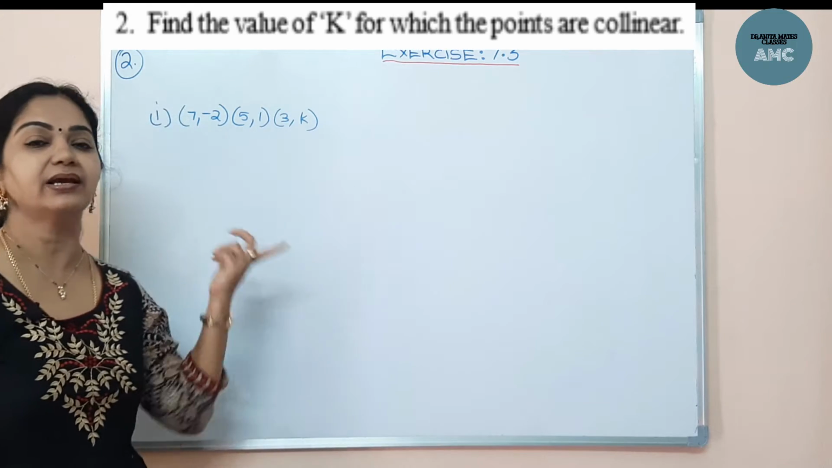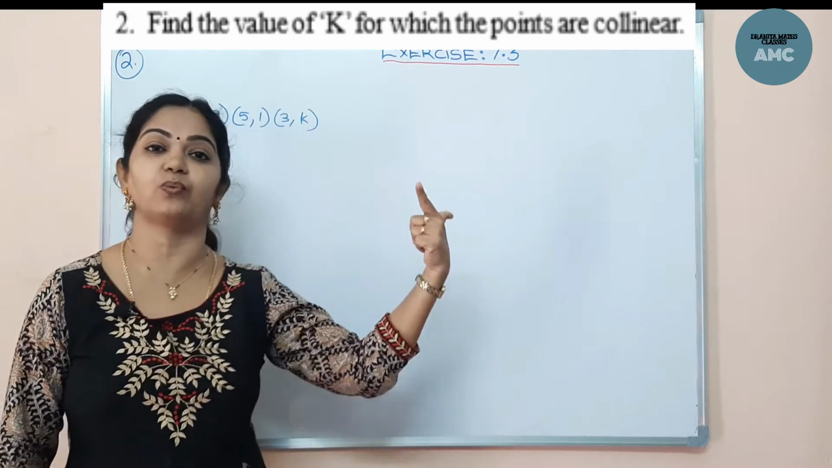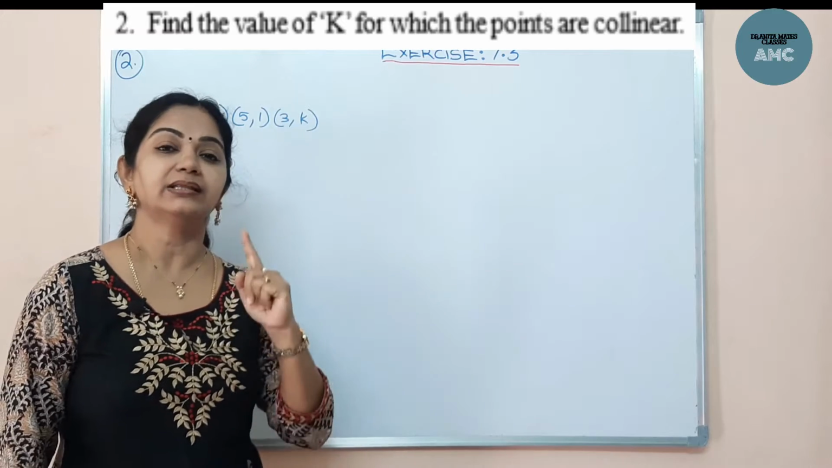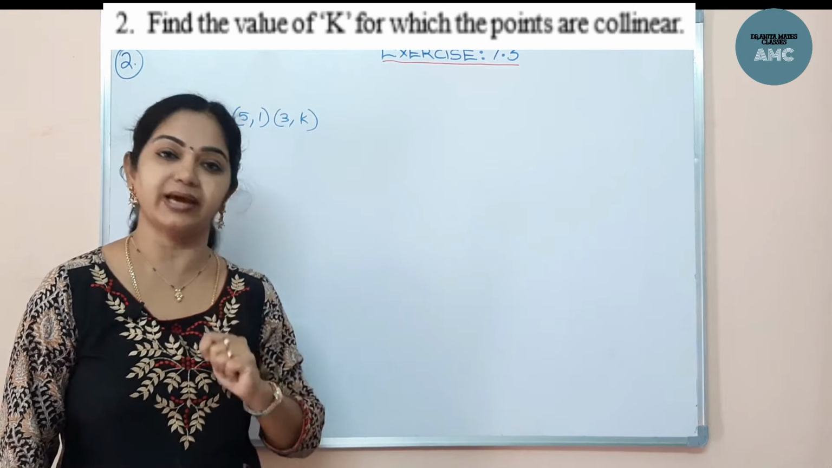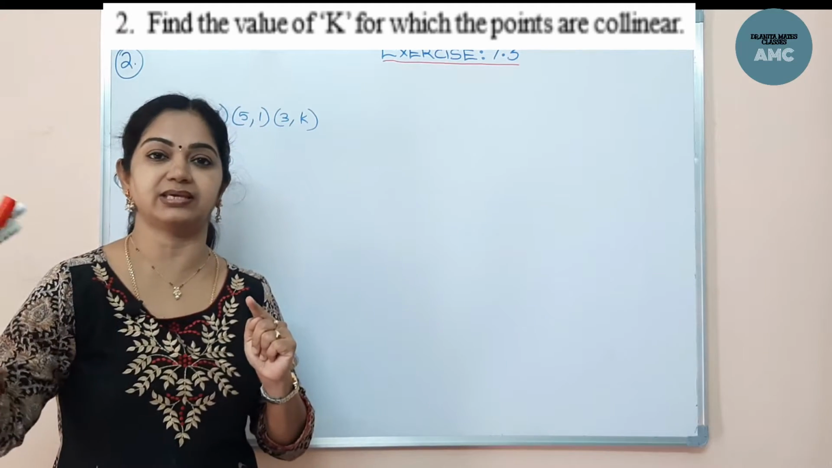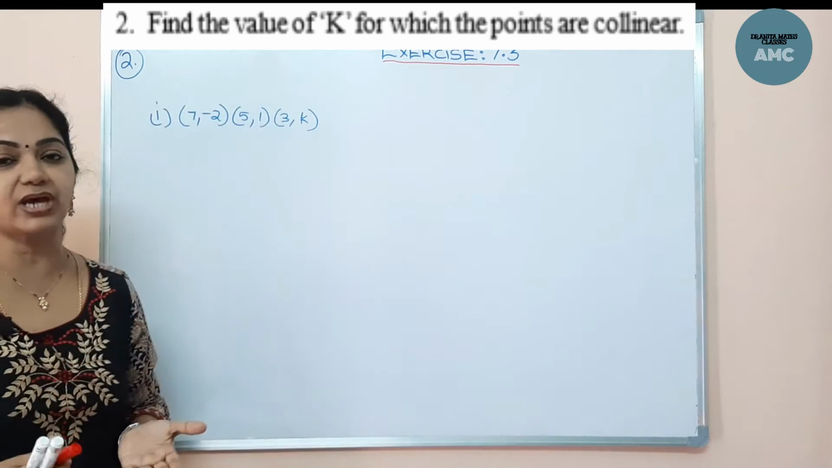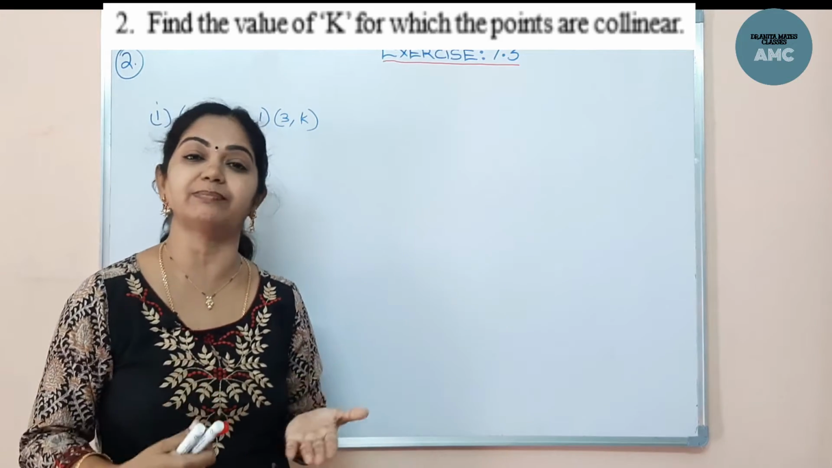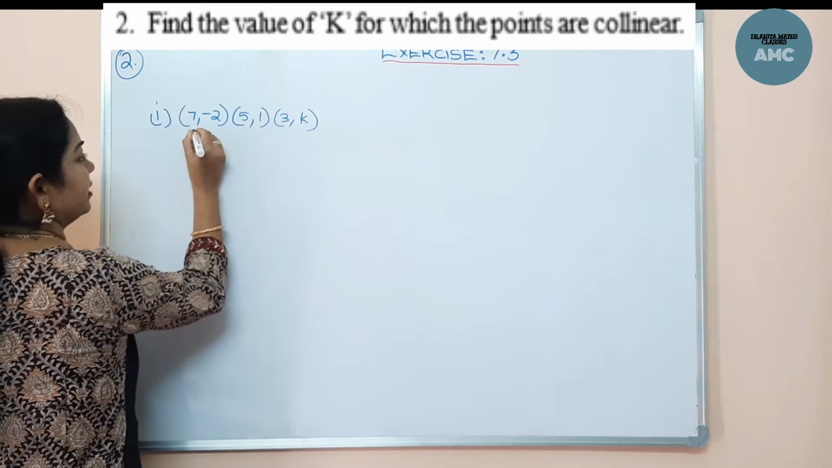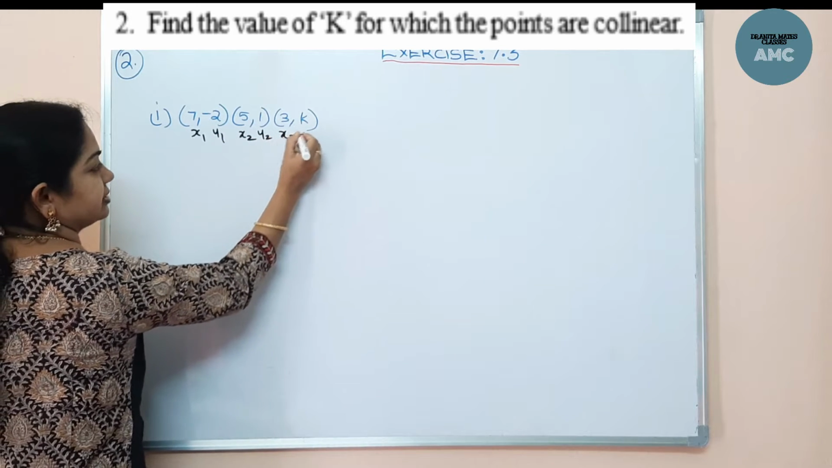Now given condition is that these points are collinear. Now collinear means they are placed on one line. All the 3 points are on one line. That means they cannot form a triangle. If the points are placed somewhere not on the same line, then only we can form a triangle, isn't it? So if the area of the triangle is equated to 0, that means those points are collinear. So here we will write, this is x1 y1, x2 y2 and x3 y3, right?